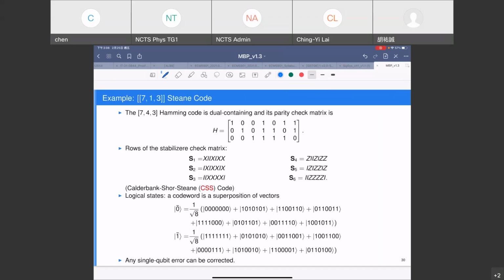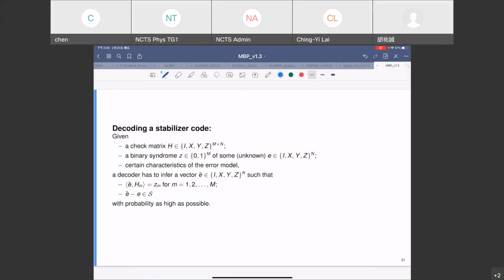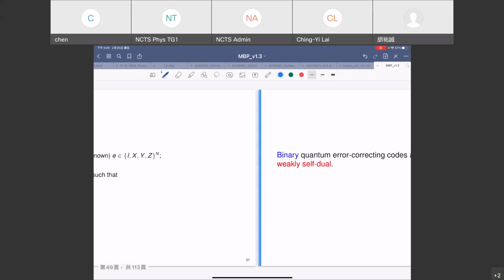Here the decoding problem is like this. We have a parity check matrix H. We use it to define a quantum code, and we are given a binary syndrome Z. The decoding algorithm needs to find an error vector E-hat such that E-hat fits the measurement outcome, and E-hat minus E belongs to the stabilizer group, with probability as high as possible. That's our task.